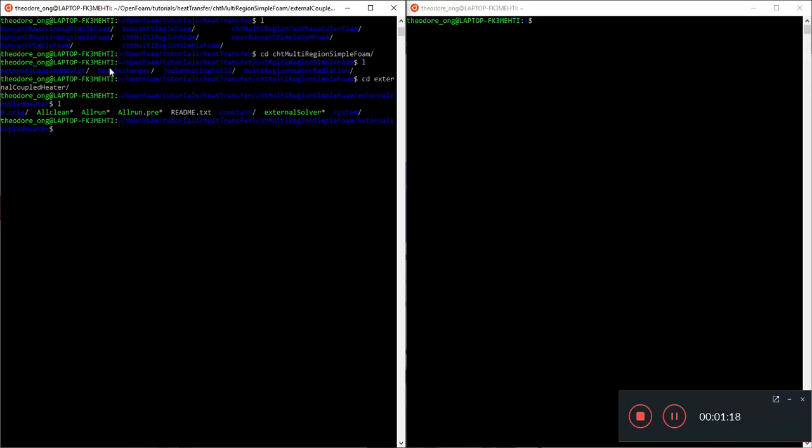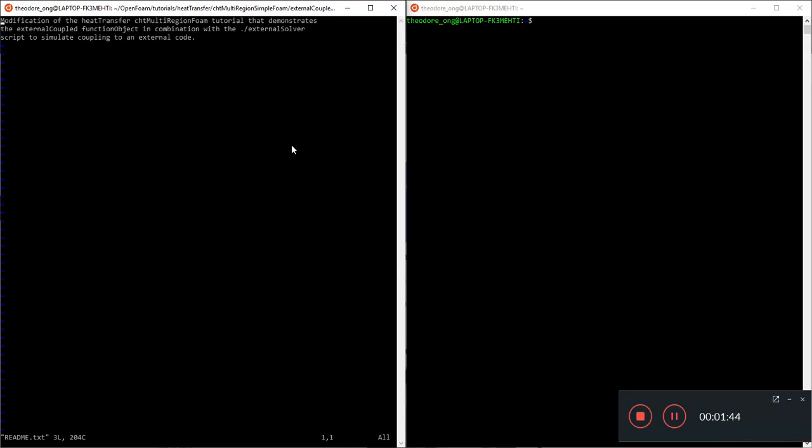Alright, so here we have a 0.orig, an Allclean file, an Allrun file, and an Allrun-pre file. Again, we don't have much clue of what is inside until we look, of course. We have a README.txt, constant, system, and this thing called externalSolver. So let's take a look at the README.txt first to see what it is about. It says this is a modification of the heat transfer chtMultiRegionFoam tutorial that demonstrates the externalCoupled function object in combination with the externalSolver script to simulate coupling to an external code.